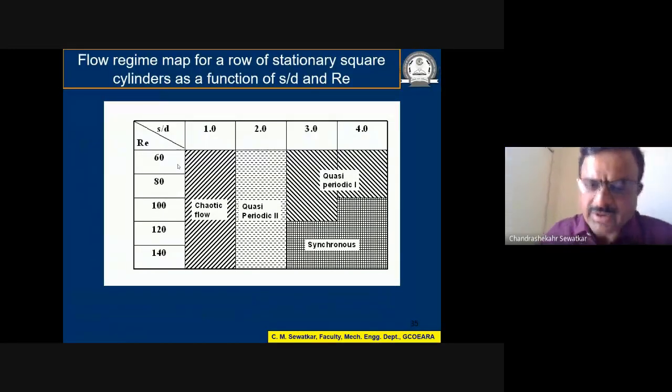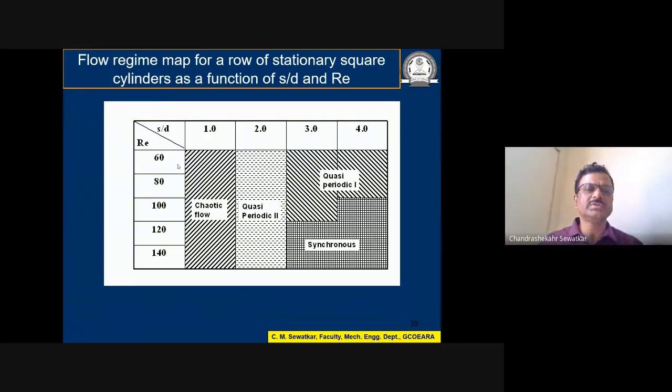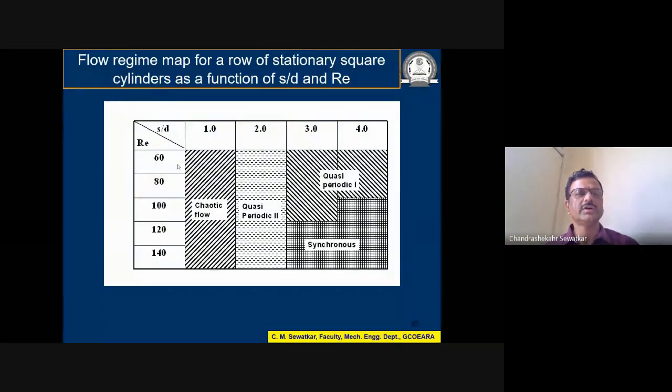Based on our results, we have defined the flow regime. The flow regimes are defined like this. We have varied S by D, we have varied the Reynolds number. You can see if my Reynolds number is high and spacing is high, then I obtain synchronous flow. For low Reynolds number, I obtain quasi-periodic 1, and of course the S by D is also on the larger side. But for S by D equal to 2, I get quasi-periodic 2, and for S by D equal to 1, I get chaotic flow irrespective of Reynolds number.